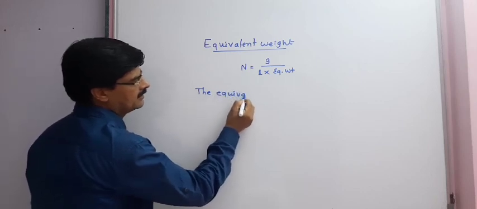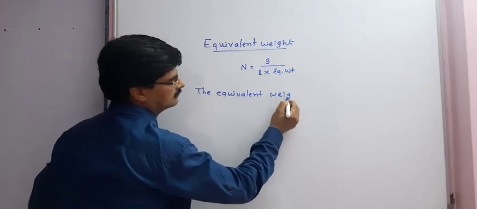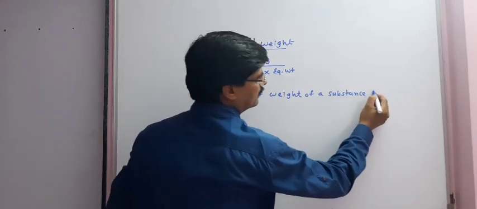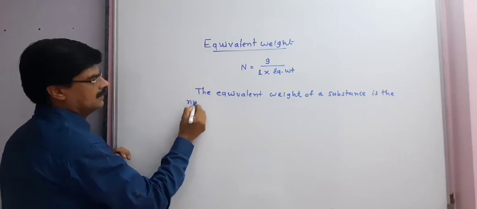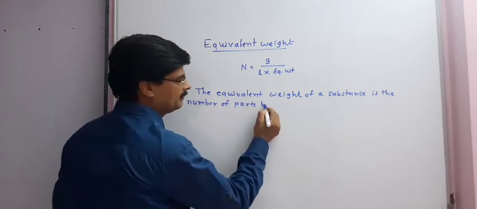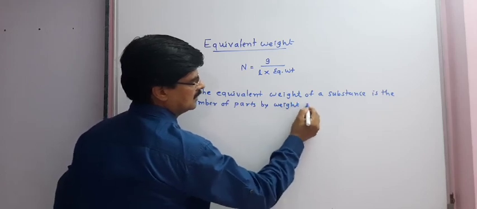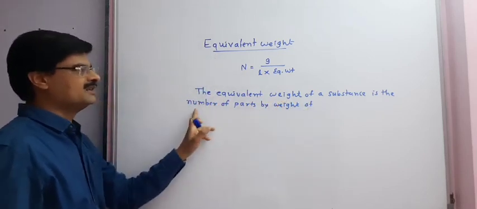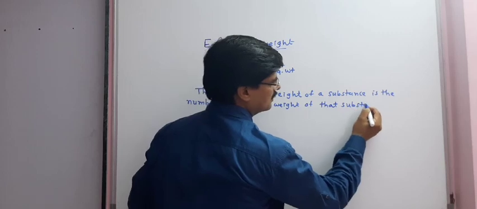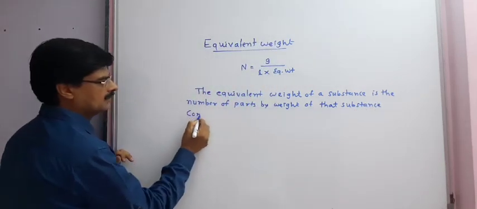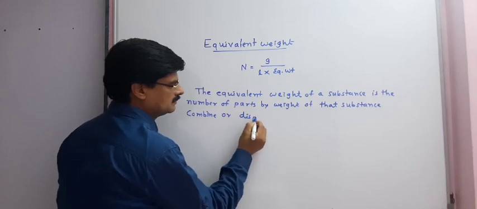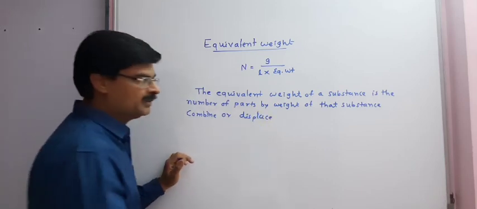The equivalent weight of a substance is the number of parts by weight of that substance combined or displaced.